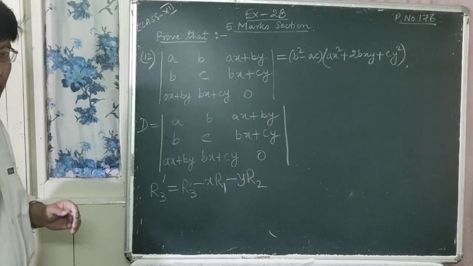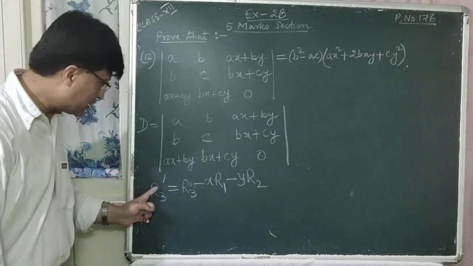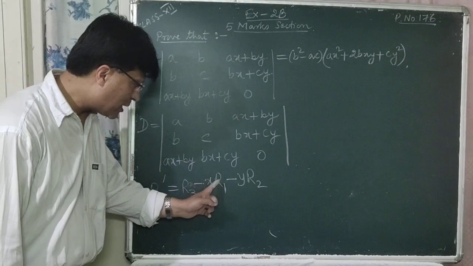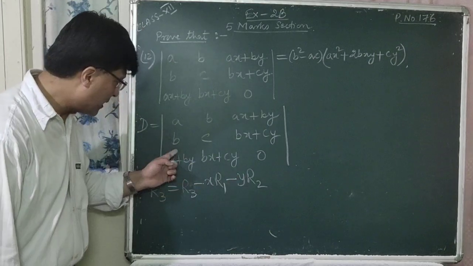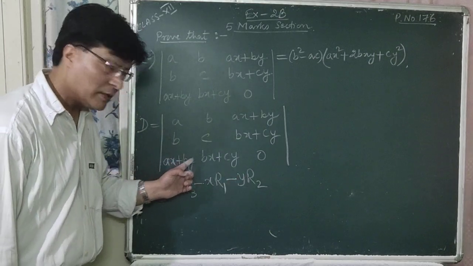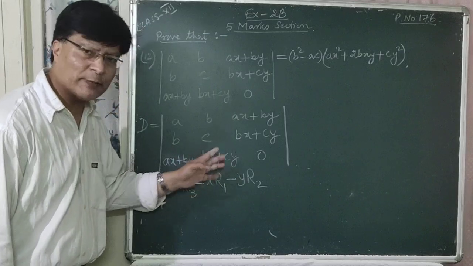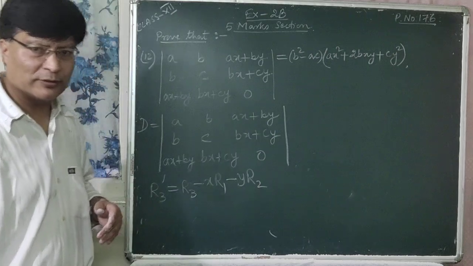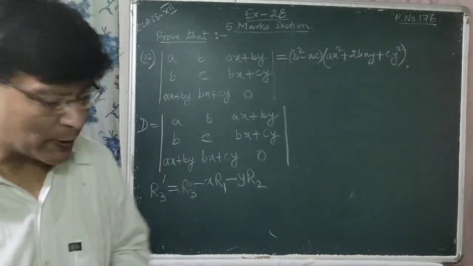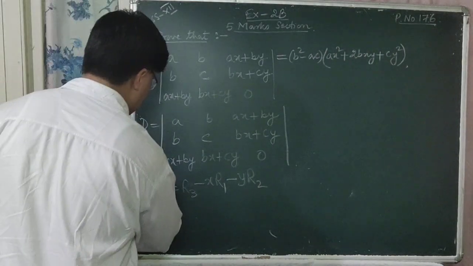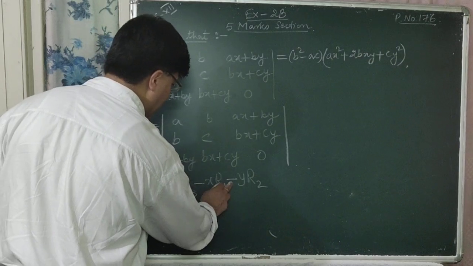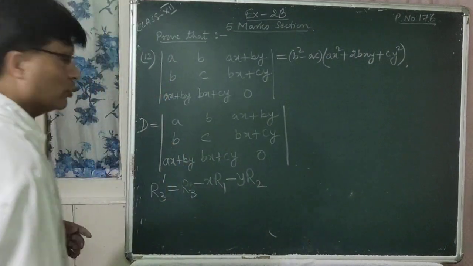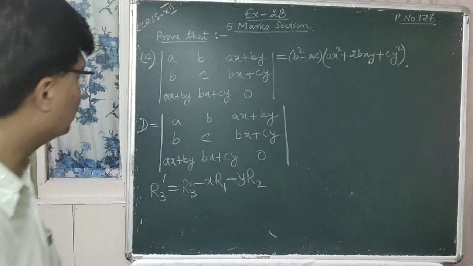So we are using the property here. What is that property here? R3 dash is equal to R3 minus x R1 minus y R2 to make this x plus by 0. Then bx plus cy also, automatically, what can it be? This may be 0 also. Okay? So let us use this property, that is R3 dash is equal to R3 minus x R1 minus y R2. Clear?